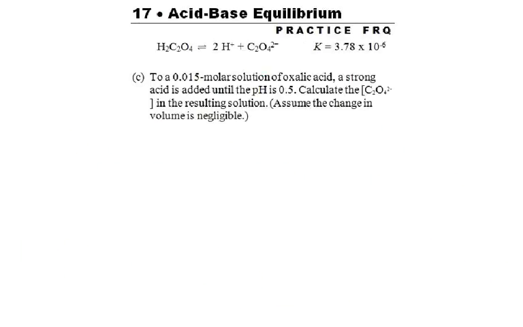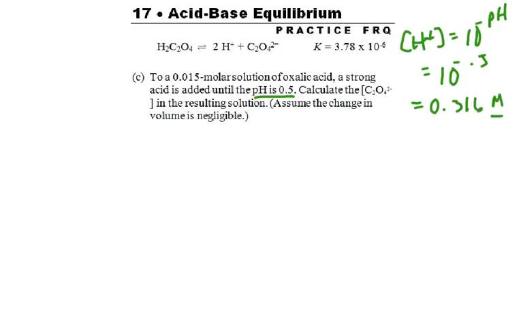Part C. Now we have a 0.015 molar solution of oxalic acid. Now this is the one where we're adding some strong acid until the pH comes out to be 0.5. So calculate the oxalate ion concentration. So that's kind of a strange situation. So first off, the pH we know is 0.5, so therefore the H plus concentration we can calculate. That's 10 to the negative pH, so that's 10 to the negative 0.5, and if we calculate that out, that comes out to be 0.316 molar.